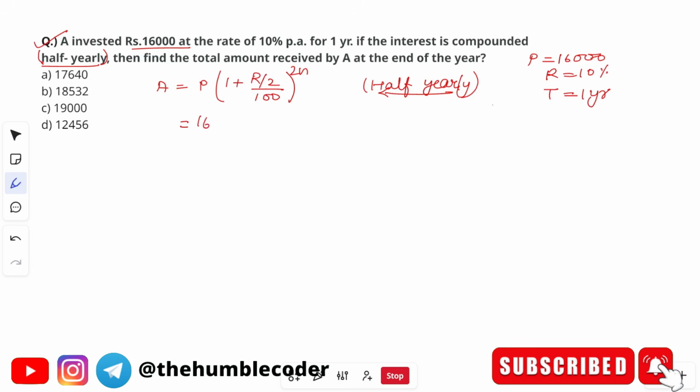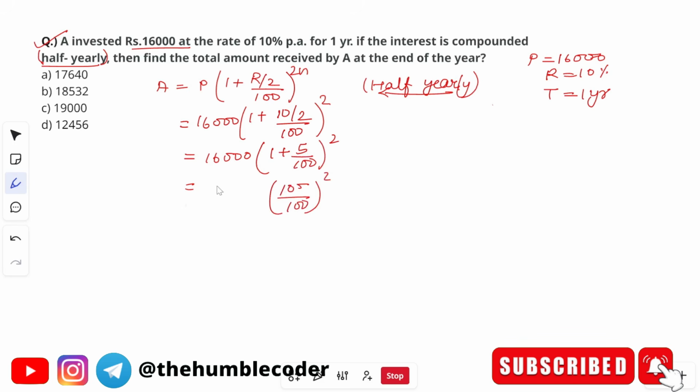So principal is 16,000, times 1 plus R by 2, which is 10 by 2, by 100, to the power of 2n. n is 1, so it will be 2 over here. Okay, simplifying it further, it will be 1 plus 10 by 2 is 5 by 100, to the power of 2, which is a square. Now I can write 1 plus 5 by 100 as 100 plus 5, that is 105 by 100, square.